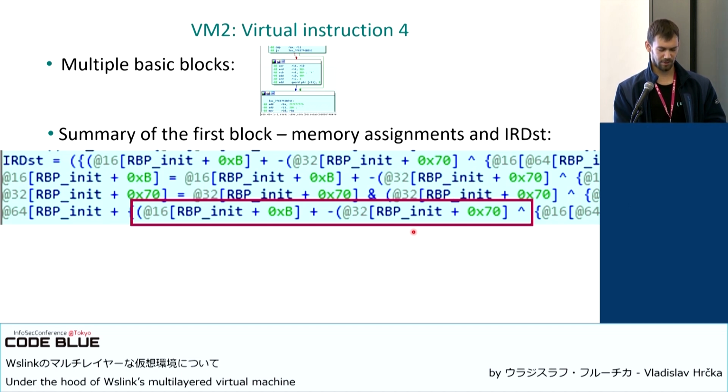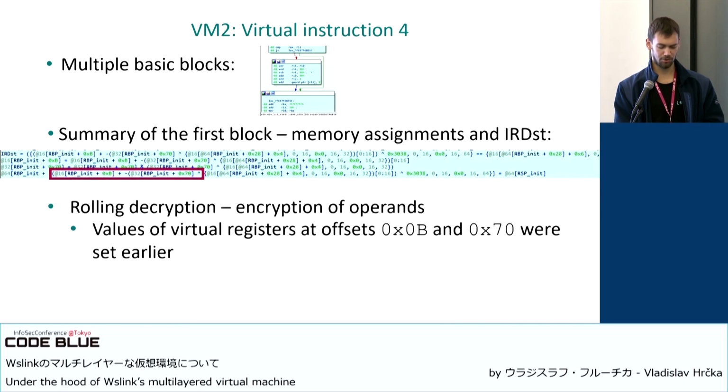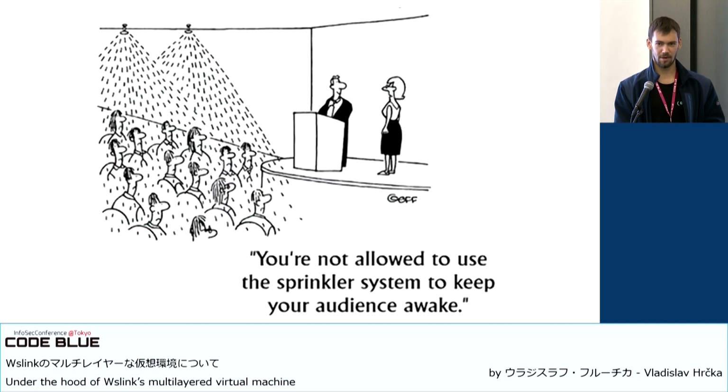And when we analyzed multiple instructions that are executed after this one, we found out that this construct is used repeatedly, and it is supposed to encrypt operands and parameters of the virtual instructions. It is called rolling decryption, and it's also used in VMProtect, and this technique was described publicly before. Okay, so if I managed to lose some of you, now I'll explain how we deobfuscate this, so you should pay attention now.